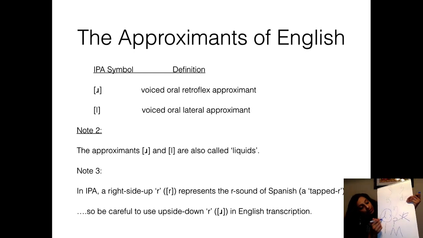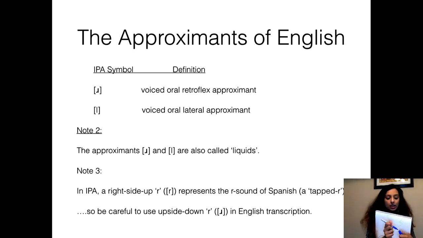Always use this symbol for English transcription of R. So use the upside down R. It's a very important note. I will mark you down if you don't use the upside down R, because that is a different R in English. And English doesn't have any other R. So make a note that you always have to use the upside down R when you're phonetically transcribing the English R into IPA.